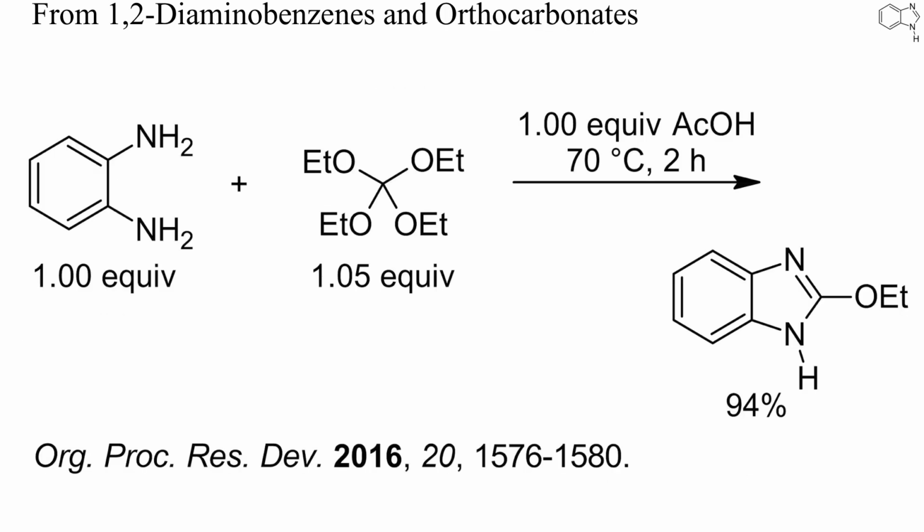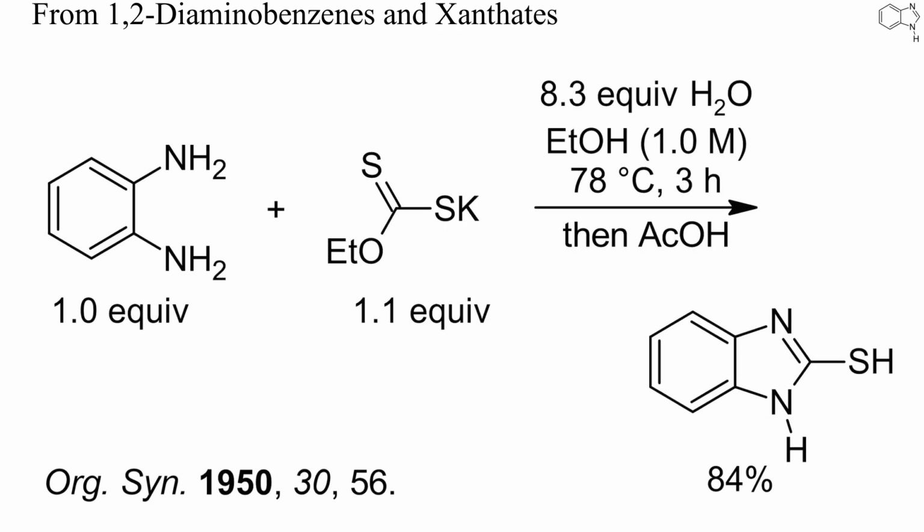When diaminobenzenes are condensed with carbonic acid derivatives, either 2-benzimidazolones or 2-heterosubstituted benzimidazoles result. In this example, treatment of 1,2-diaminobenzene with tetraethyl orthocarbonate yielded 2-ethoxybenzimidazole. Similarly, 2-mercaptobenzimidazole has been prepared from diaminobenzene and ethyl xanthate.